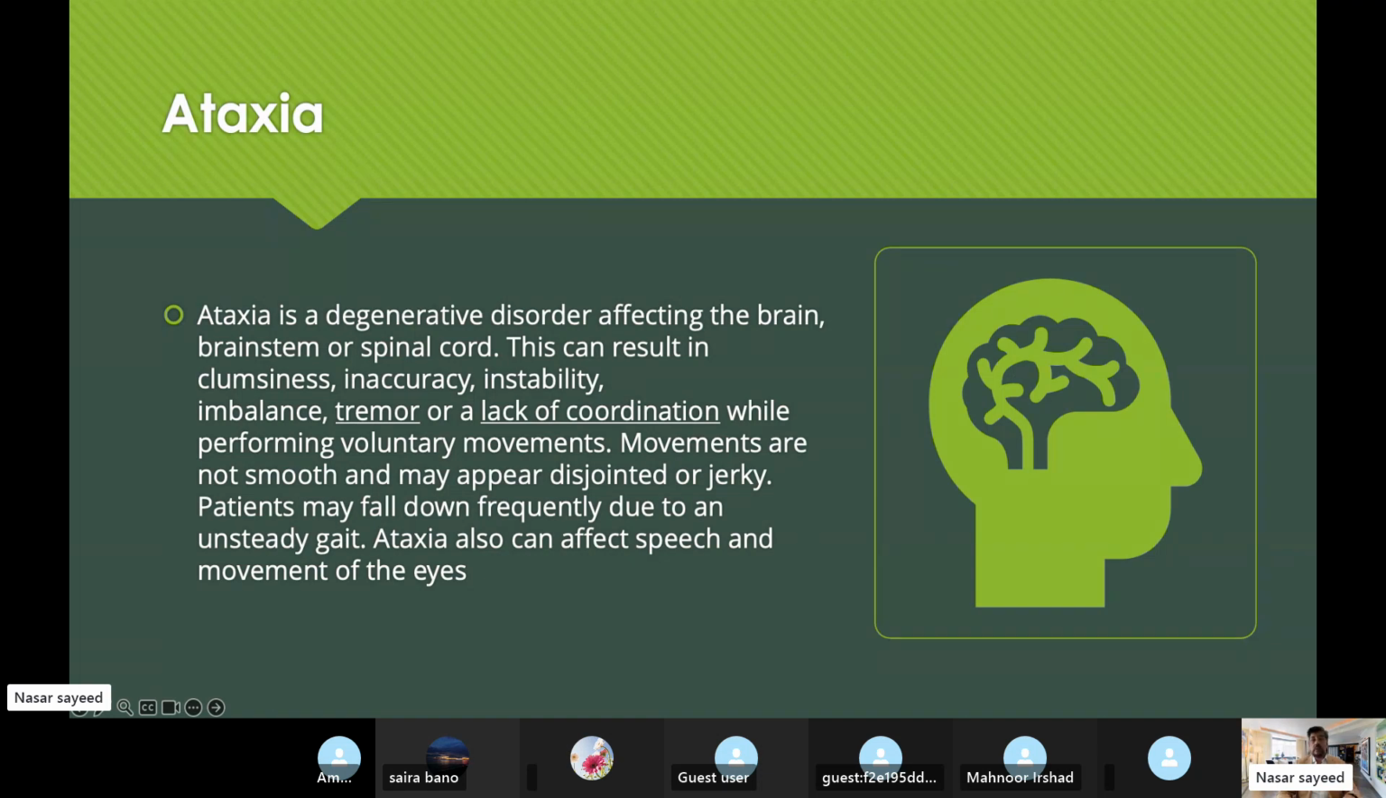Movements are not smooth and may appear disjointed or jerky, and patients may fall frequently due to an unsteady gait. So, the main presentation of ataxia, which is related to the cerebellar problem, is that these people are falling multiple times.